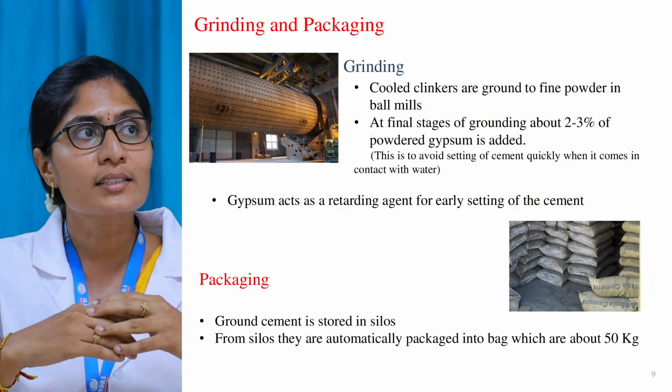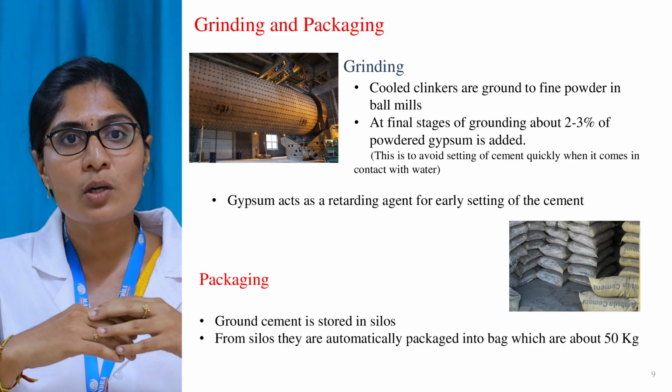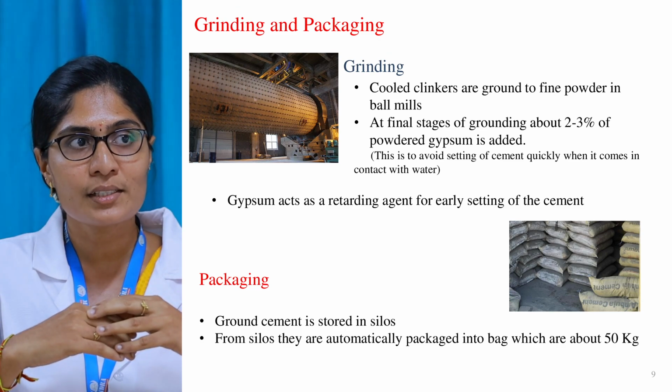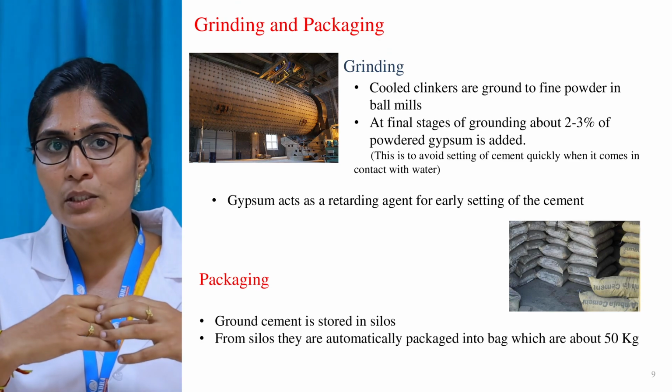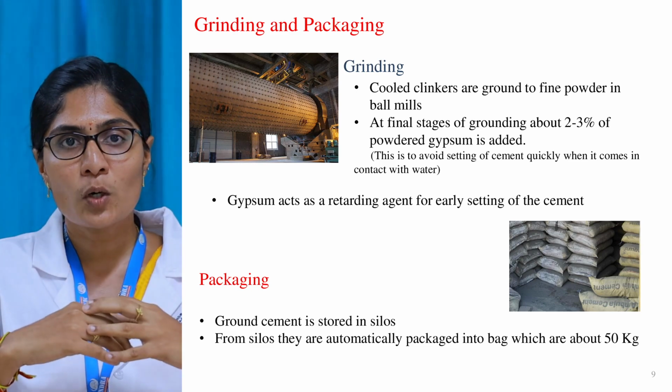The third stage is called the clinkering zone. This is the lower part of the kiln. Here the temperature is about 1250 to 1500 degrees Celsius. Here the ingredients react with clay to form various Bogue components. This is the burning process.